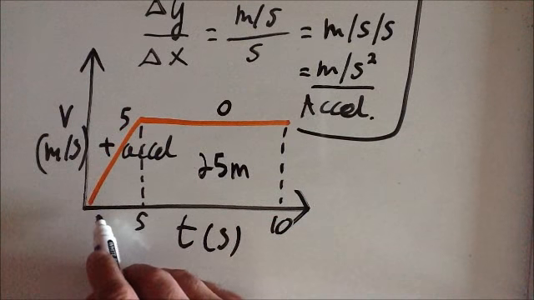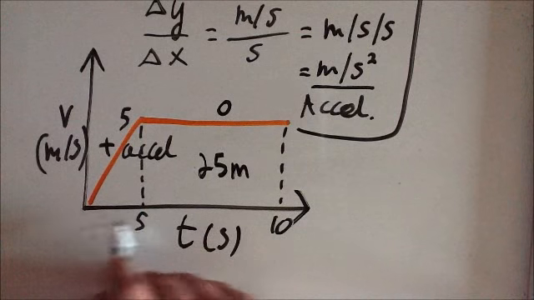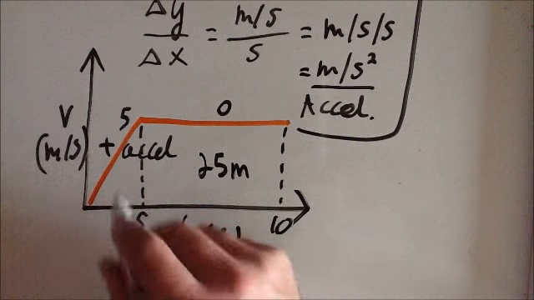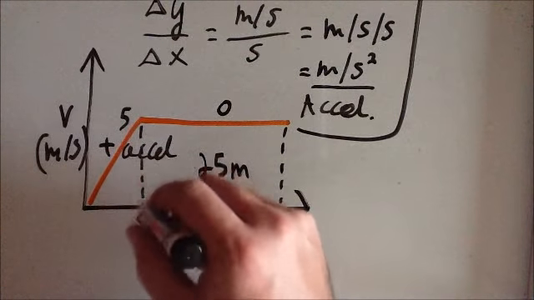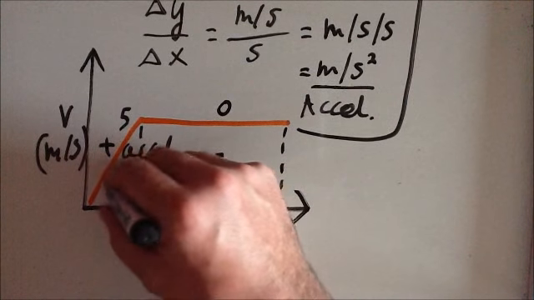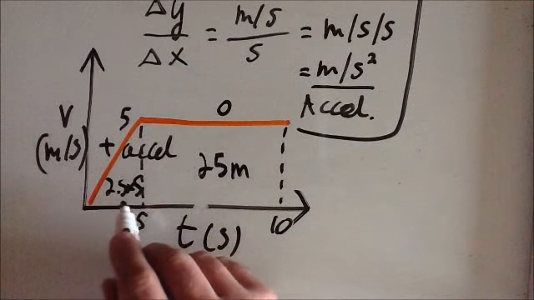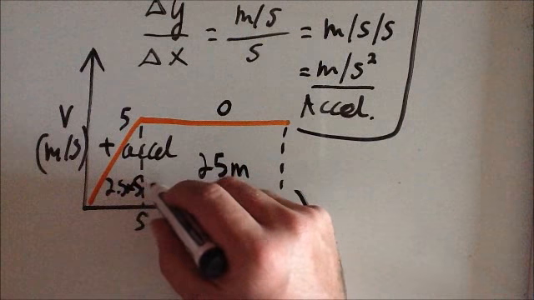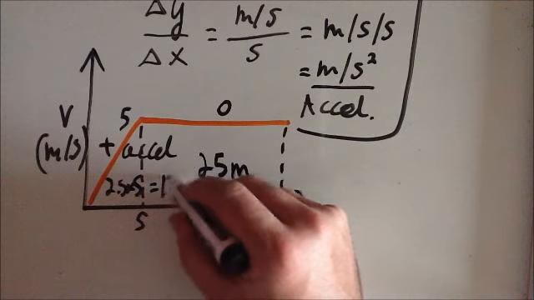And in this case here, we have 5. It's a triangle, so it would be half base times height. So half of 5, which is 2.5, times 5. So 2.5 times 5 will give us the area of this triangle, which equals 12.5.